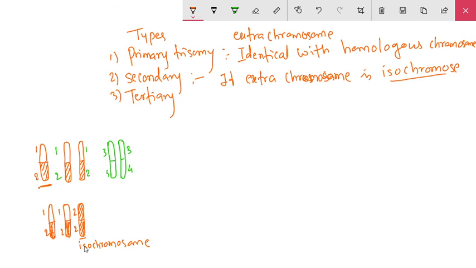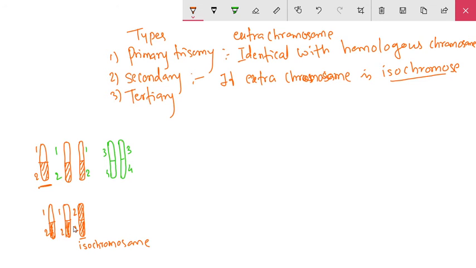Okay, so when this extra chromosome is added, these two are similar here. In this genetic complement, or chromosomal complement, 3 and 4 remain as they are. But suppose in 1 and 2, the extra chromosome is added, and that chromosome is of the isochromosome type. Isochromosome means a chromosome which has two equal arms. We will discuss what is meant by isochromosome in the next topic.